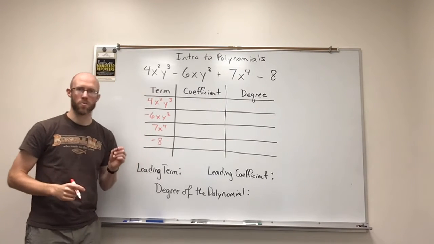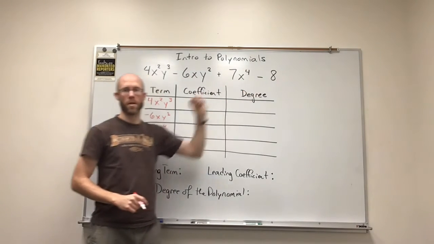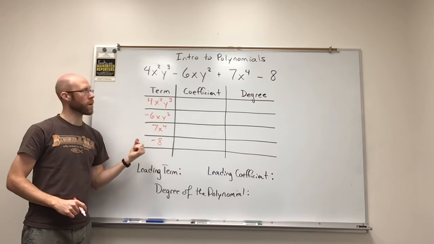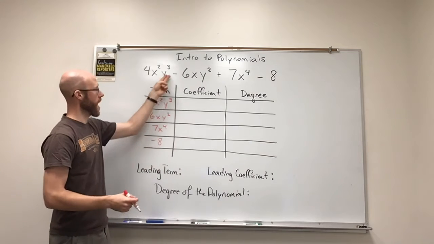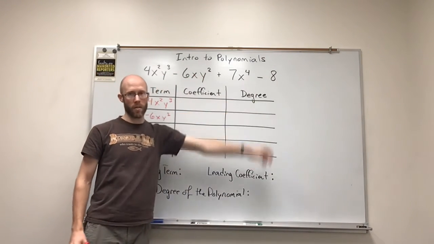Notice that when we have a subtraction up here in the polynomial, I do take the negative with the term, because terms are technically added together. So this is like adding a negative 6xy squared and adding a negative 8.